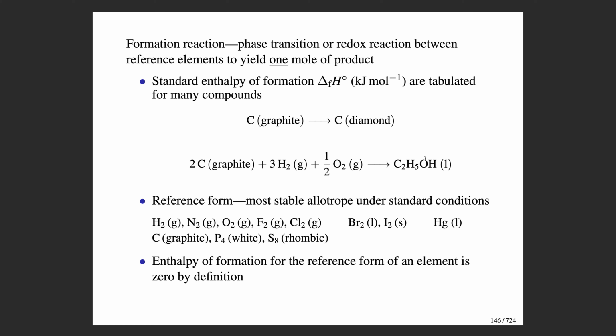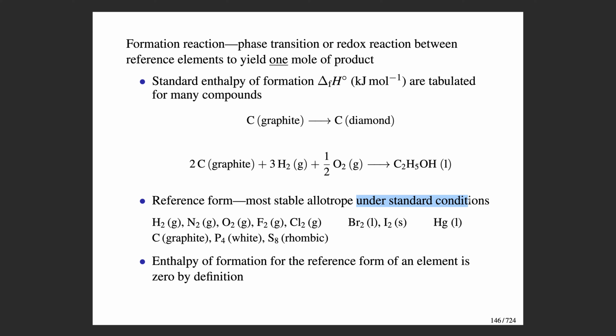Here's a typical formation reaction where you have 1 mole of compound on the product side, and then you have different elements in their reference form. So let's see, ethanol here has carbon, hydrogen, and oxygen in it. The reference form for carbon is graphite. The reference form for hydrogen atoms is diatomic hydrogen gas. And the reference form for oxygen is diatomic oxygen gas. By reference form, I mean the most stable allotrope for that substance under standard conditions. So a pressure of 1 bar and whatever temperature that you're considering.